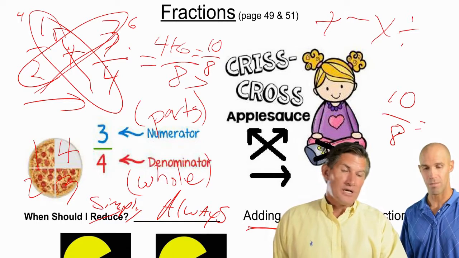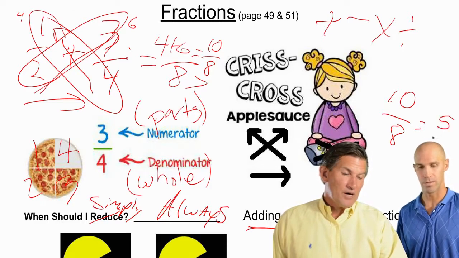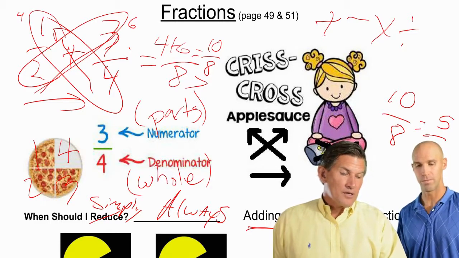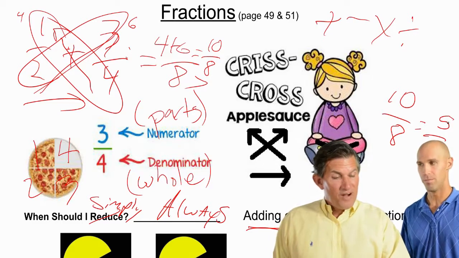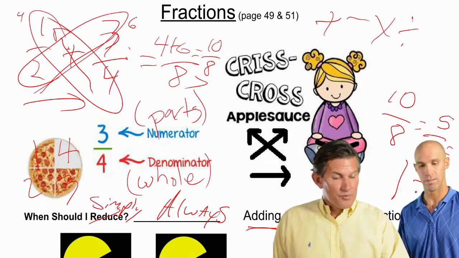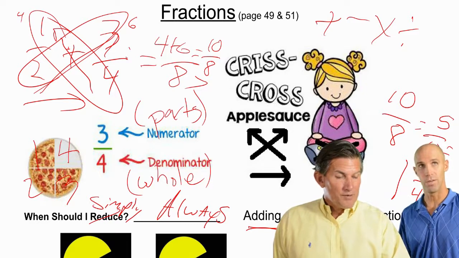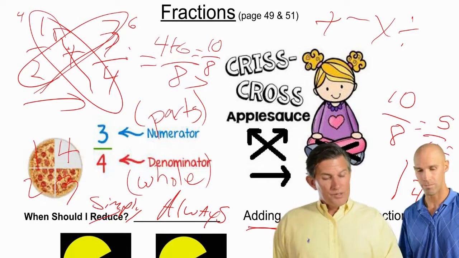What number goes into 10 and 8? 2. How many times does it go into 10? 5 times. How many times does it go into 8? 4. So that's still improper. And 5 divided by 4 goes how many times? 1 and 1/4. What's left over? 1. That's where the remainder goes. And the original denominator, this is a 4. So you have 1 whole and 1/4.